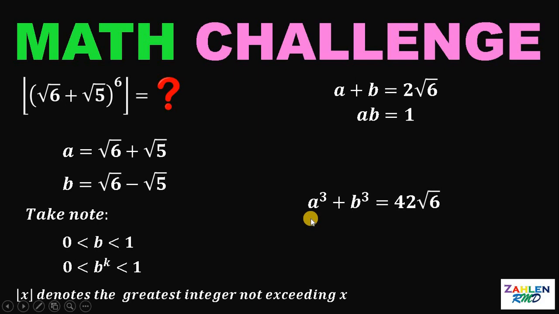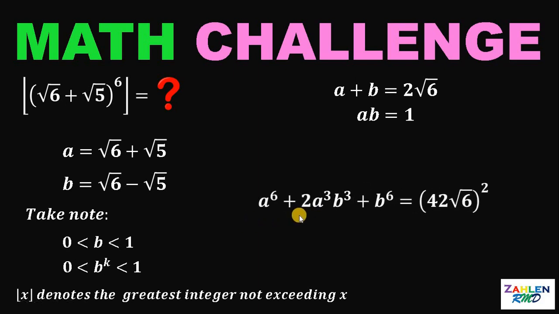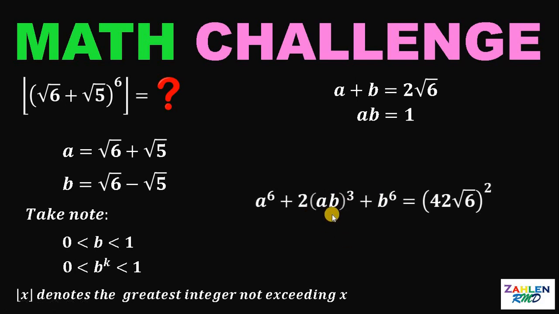Now we have now a cubed, but we need a raised to 6. So let's square on both sides. Now the left hand side is just equivalent to a raised to 6 plus 2 times a cubed b cubed plus b raised to 6. Now let's focus on this a cubed times b cubed. This can be written as a times b raised to 3. Now, let's subtract 2 times ab raised to 3 on both sides.